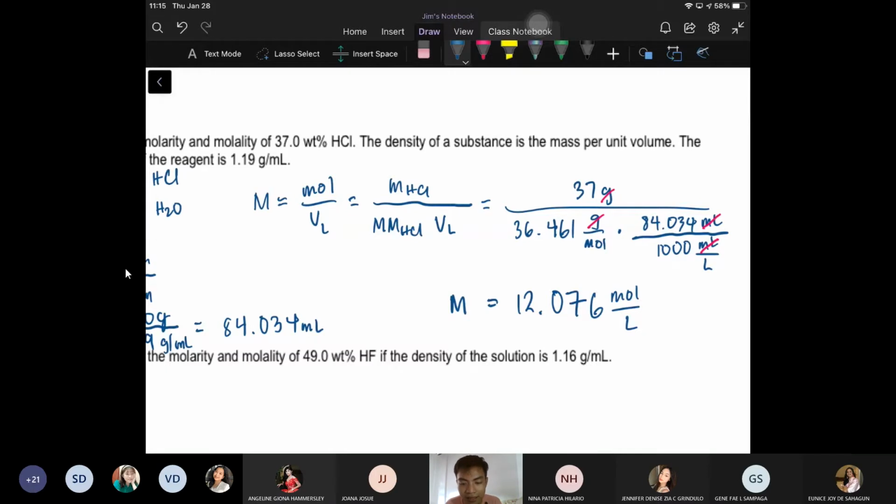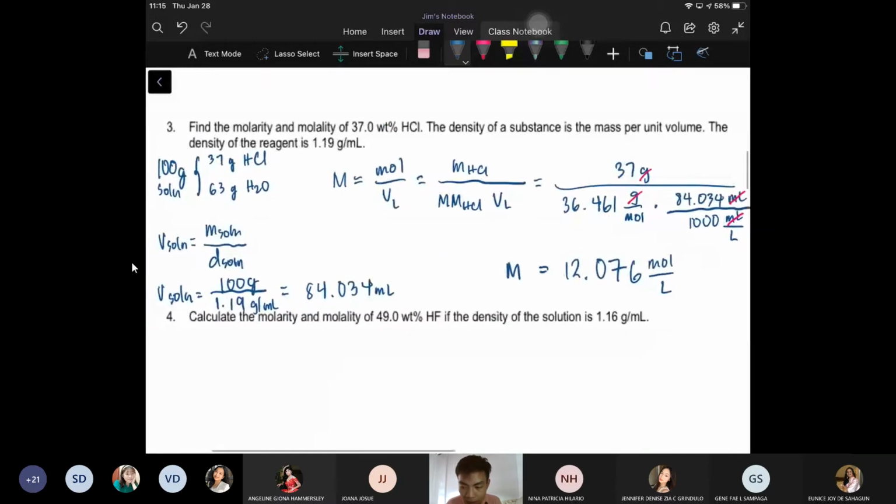Yun lang. Okay. So again, how are we able to solve this item? Paano natin ito nasagutan? First, we assumed certain mass for the solution. Pag percent by weight yan, always assume 100 grams ang solution mo. So that yung kung ano yung percent ng inyong solute, yun na yung kanyang mass in grams. Okay? So wala na kayong ibang gagawing conversion.